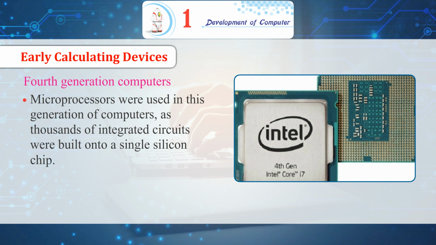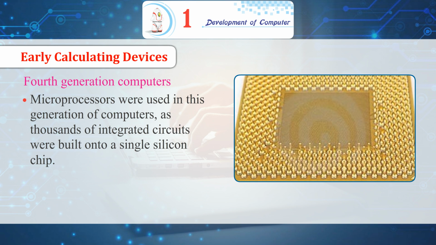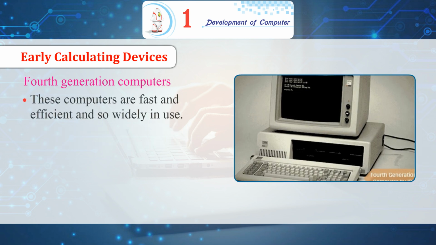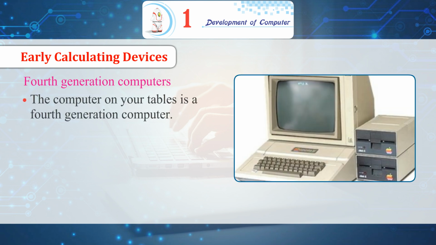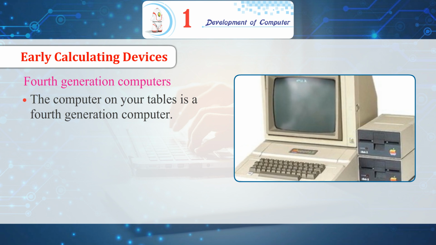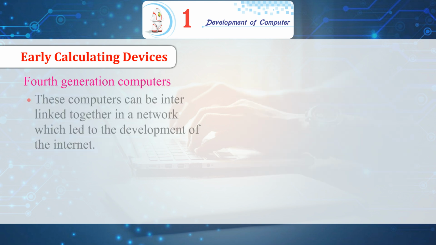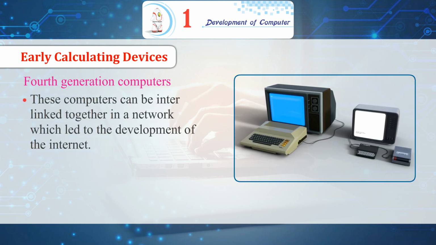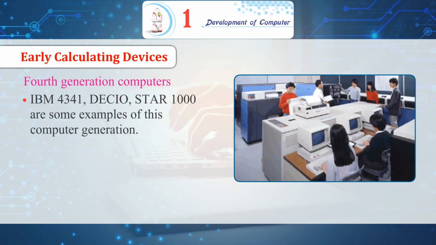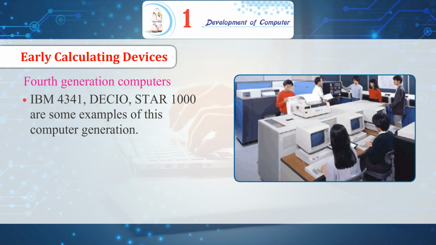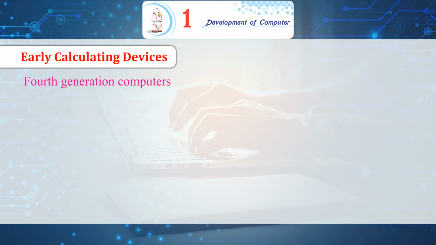Microprocessors were used in this generation of computers as thousands of integrated circuits were built onto a single silicon chip. These computers are fast and efficient and so widely in use. The computer on your tables is a fourth-generation computer. The mouse and joystick were developed during this period. These computers can be interlinked together in a network, which led to the development of the Internet. IBM 4341, DEC-10, Star 1000 are some examples of this computer generation.